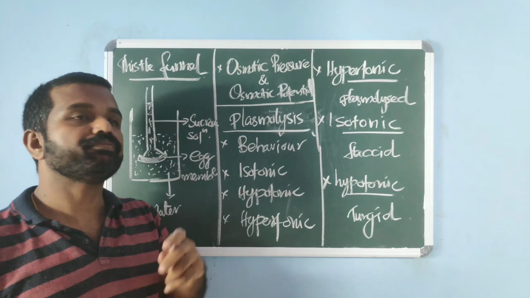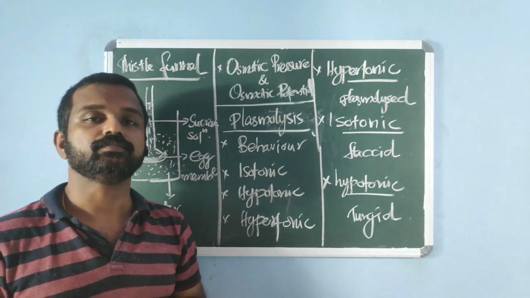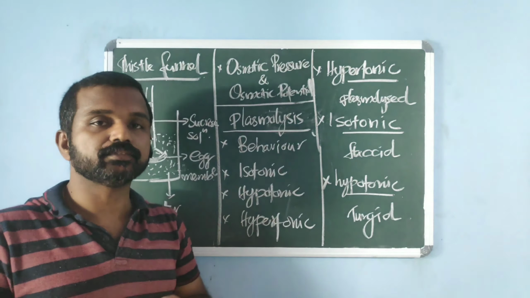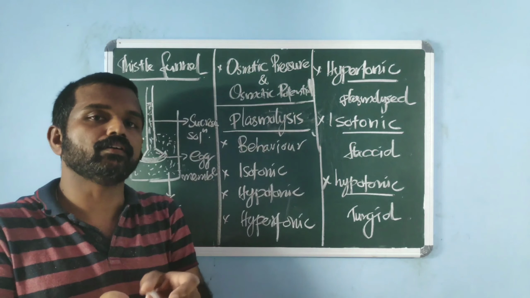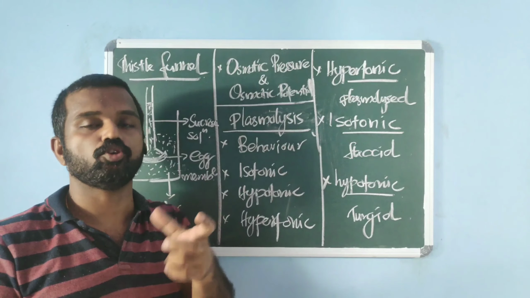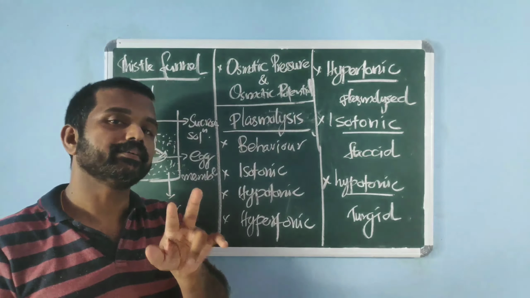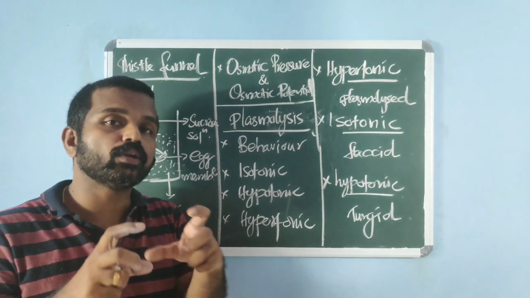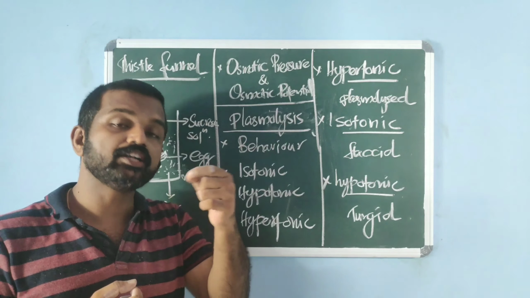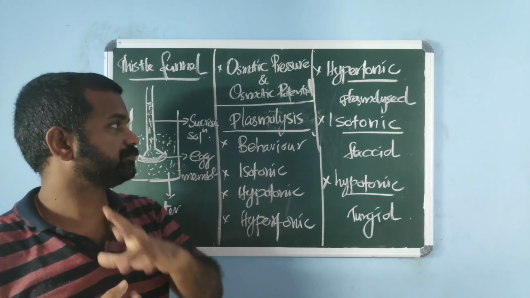This is actually a function of the solute. That is, the higher the solute concentration, the higher the pressure required to prevent the entry of water molecules. Here the osmotic pressure and osmotic potential are numerically equal; one is positive, the other is negative.